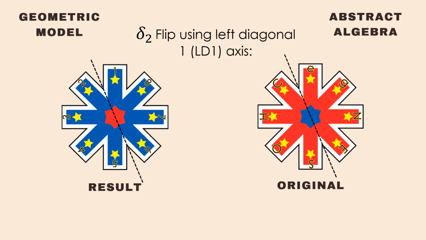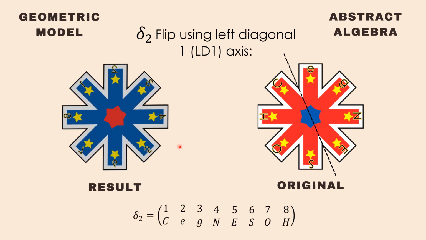Next, we have delta sub 2, flip using left diagonal 1. So the result is 1C, 1C, 2E, 2E, 3G, 3G, 4N, 4N, 5E, 5E, 6S, 6S, 7O, 7O, 8H, 8H.